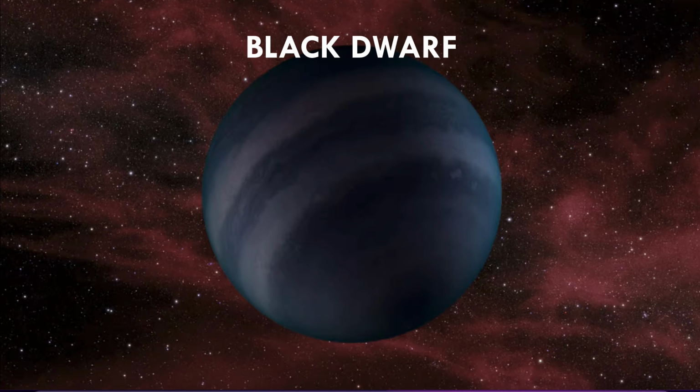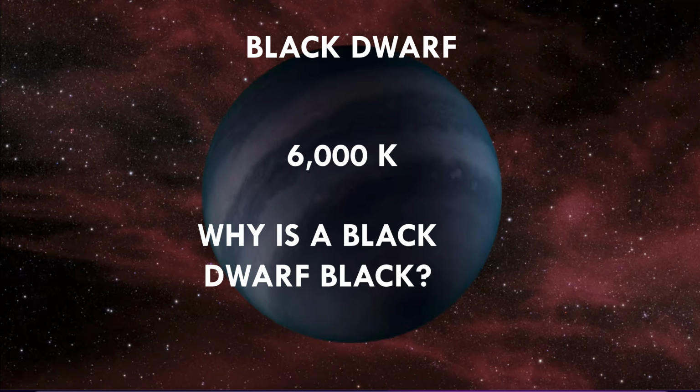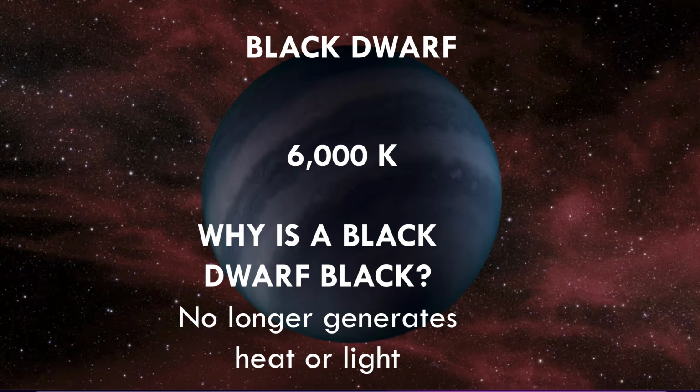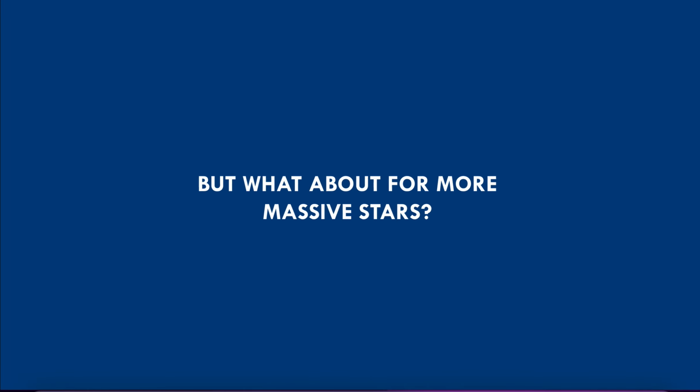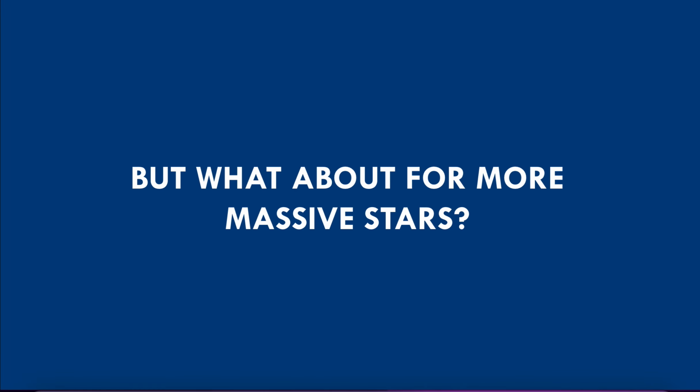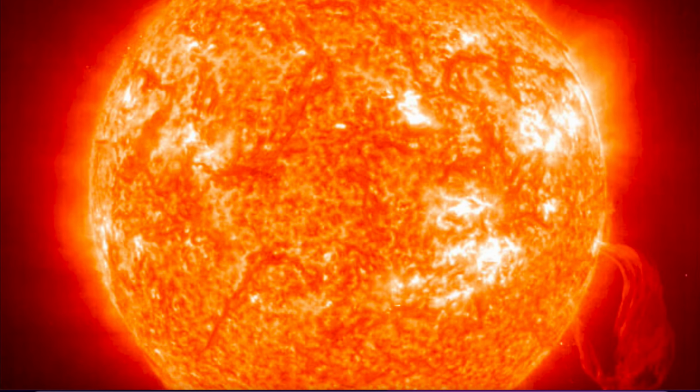A black dwarf's temperature is way cooler than a white dwarf, under 6,000 Kelvin. But why is a black dwarf black? Haha, that's because it no longer generates heat or light, so it turns darker and darker until it's black. But what about more massive stars? Right, for the stars that are extremely gigantic, they face a complete tragedy.